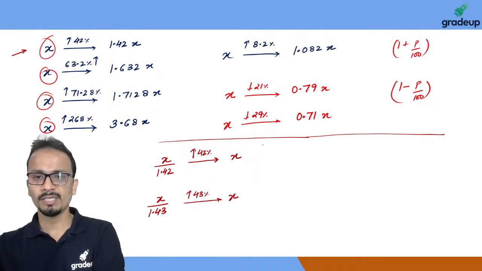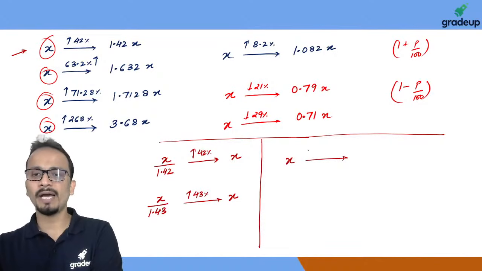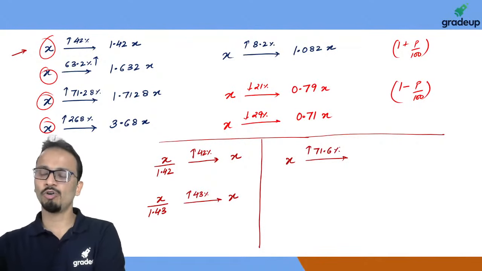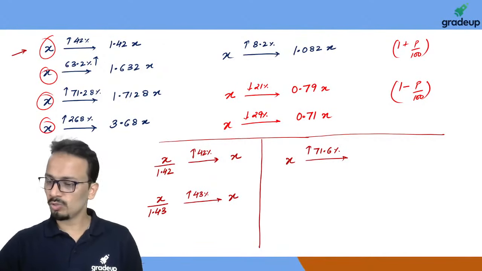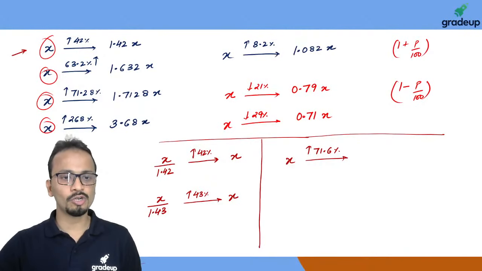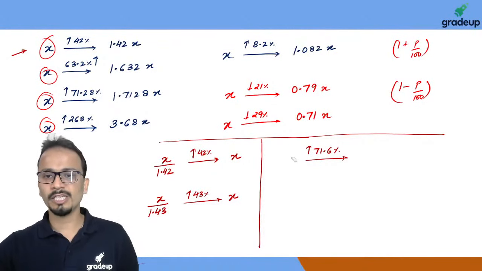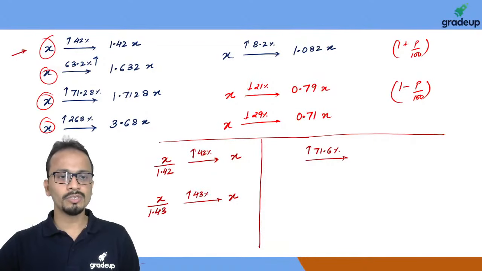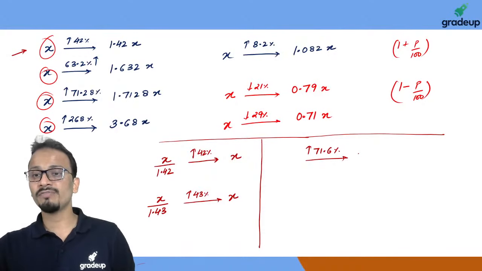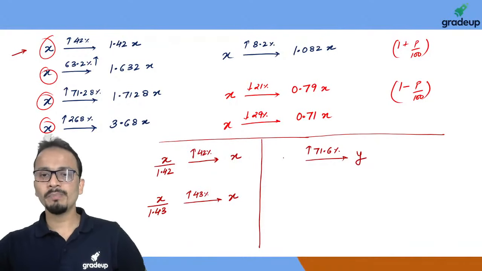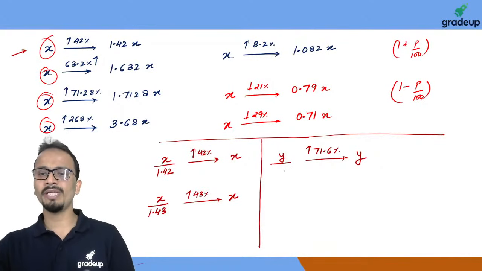Taking one more example, X when increased by 71.6 percentage. Wait, the initial value is not known. So I'll just erase the initial value. So X is not known. After an increase of 71.6 percentage, I'll obtain the final value as Y. So what will be the initial value? Y divided by the factor generated here, which will be 1.716.